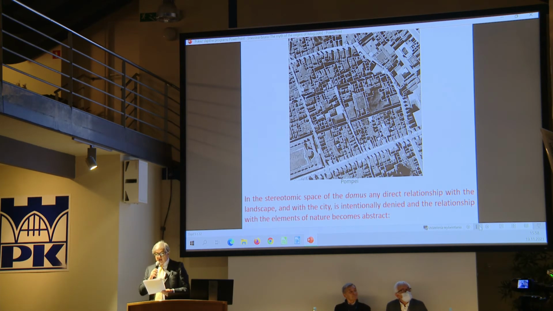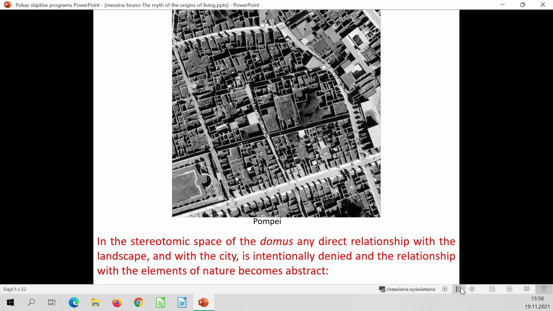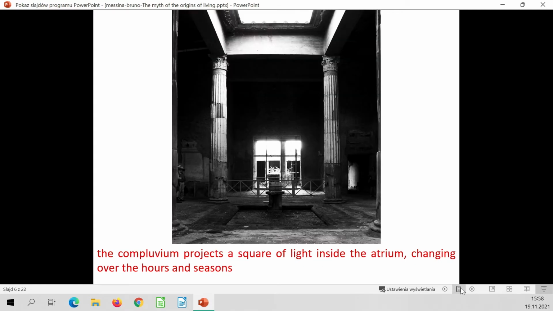In the stereotomic space of the domus, any direct relationship with the landscape and with the city is intentionally denied, and the relationship with the elements of nature becomes abstract. The compluvium projects a square of light inside the atrium, changing over the hours and seasons. Thus takes shape a representation of a cyclical time that daily marks the rites and rhythms of family life.